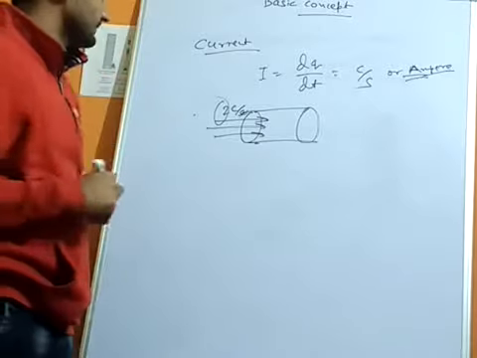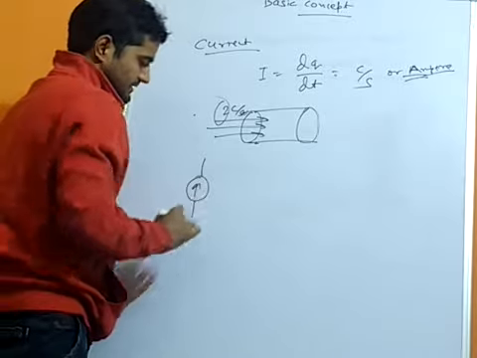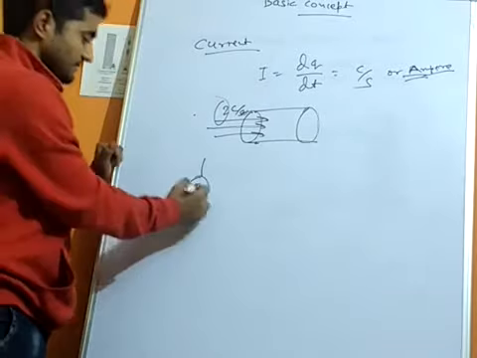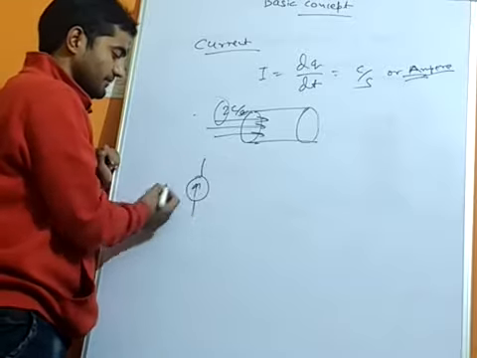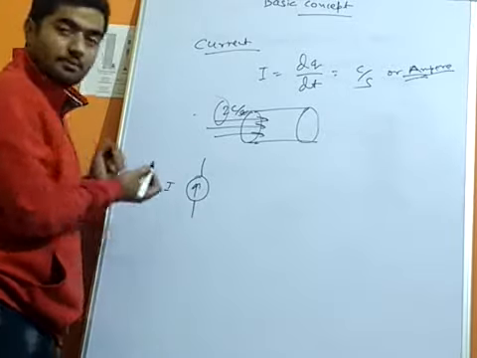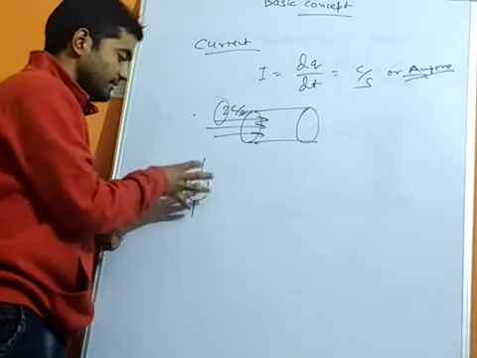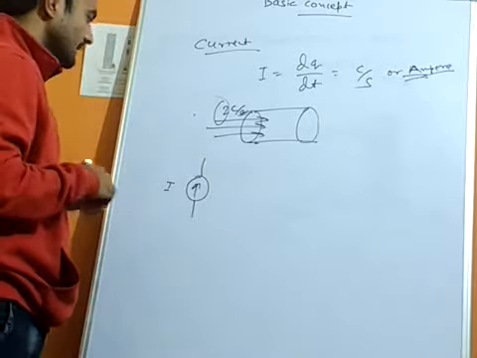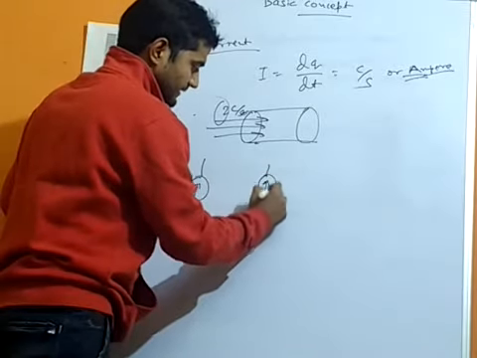How is the current source shown? It is shown as just an arrow. This arrow denotes the direction of the current, meaning the current is flowing in this direction, and current is denoted by, of course, I. So this is the symbol for the current source. Now, when two current sources are connected in parallel, what happens?